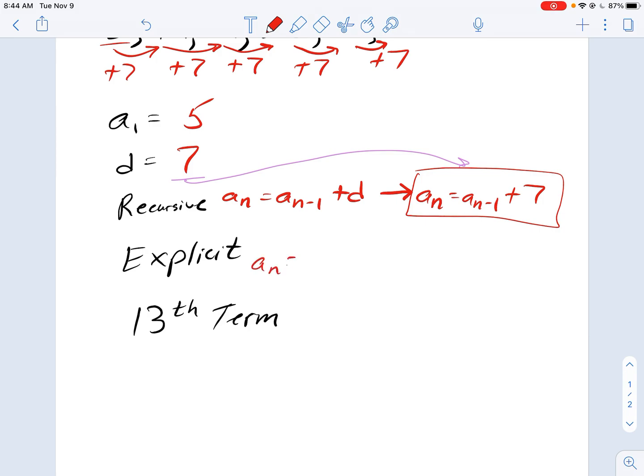Explicit formula, A sub n is equal to A sub 1 plus parentheses n minus 1 times the common difference. Okay? So now we need to plug in a couple things. We need to plug in A sub 1 and D. So it's going to stay A sub n is equal to the first term in the sequence, 5, plus n minus 1, and then the common difference at the end, times 7.